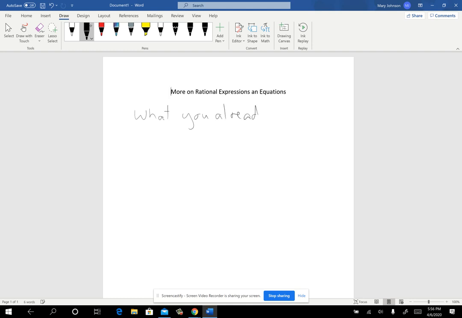Okay, so I want to look at a couple examples. I did this in my face-to-face class today, but in case you weren't able to be in that, I wanted to do a couple problems for you. There's a couple problems that I want you to try. One of them is this. Try simplifying something like x squared minus 100 over x squared minus 8x minus 20. That's something you already have done, but that's also in this unit, more on rational expressions and equations.